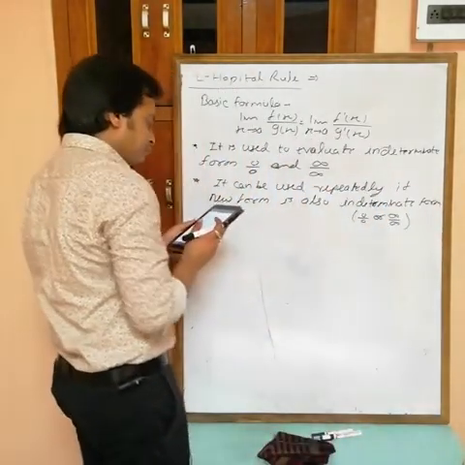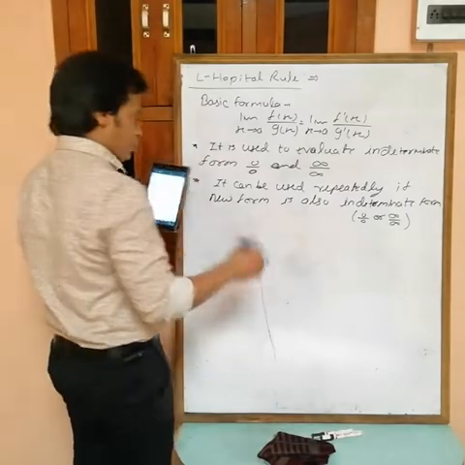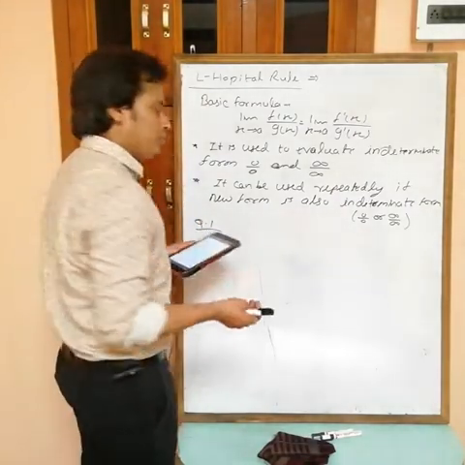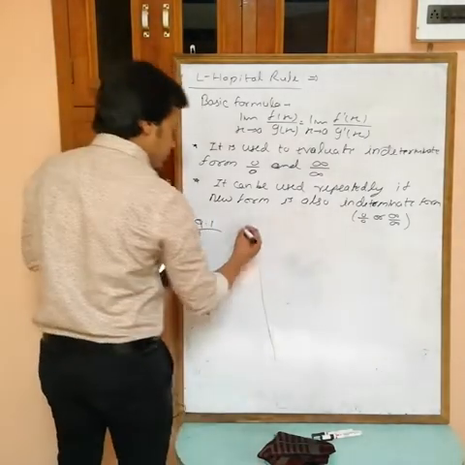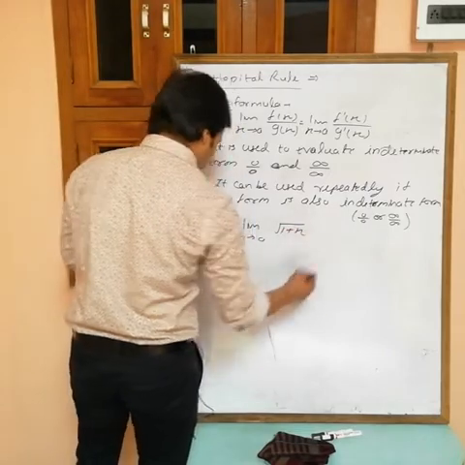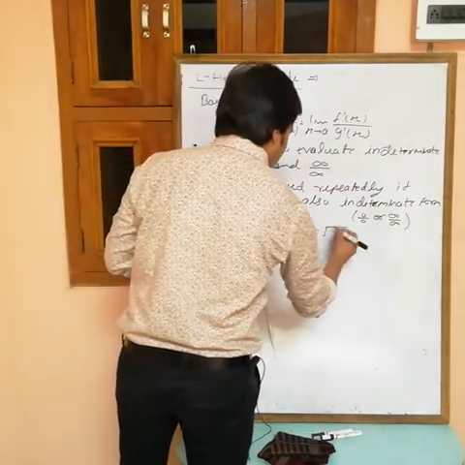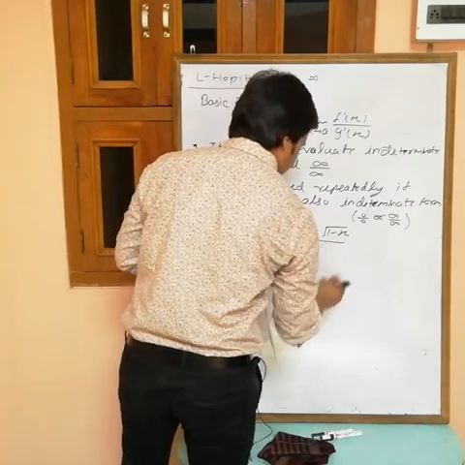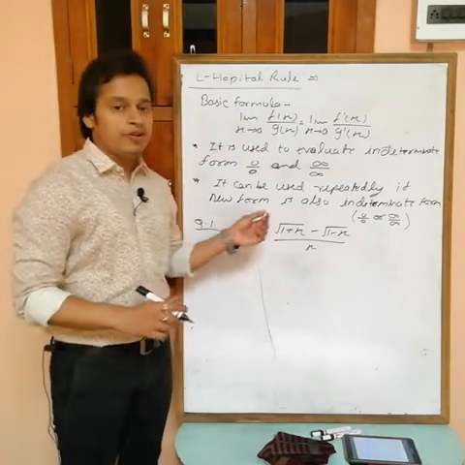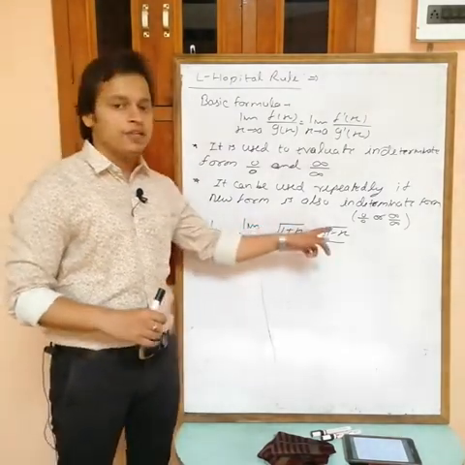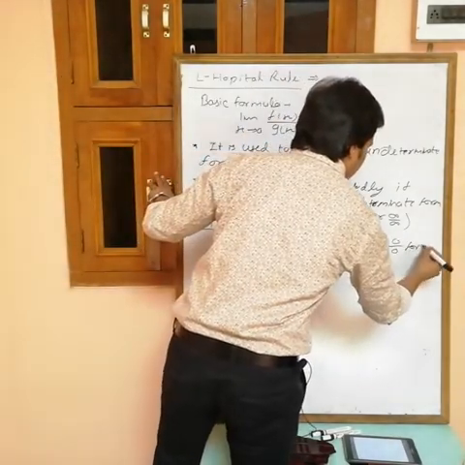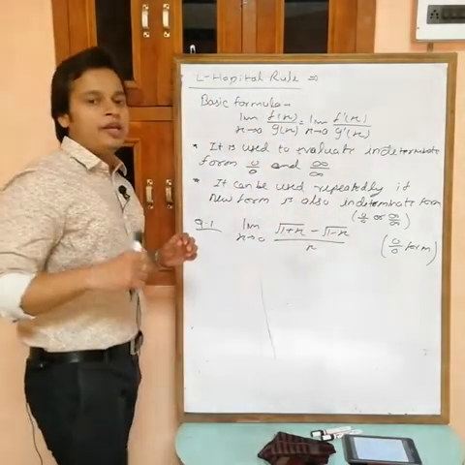I am taking only one question because it is simple: differentiation of numerator in numerator and derivative of denominator in denominator. So write: limit x tending to 0, (root(1 plus x) minus root(1 minus x)) by x. If I put x equals 0, what are we getting? Root 1 minus root 1, it means 0, 0 by 0 form. If you have 0 by 0 form or infinite by infinite form, then you can use L'Hopital.